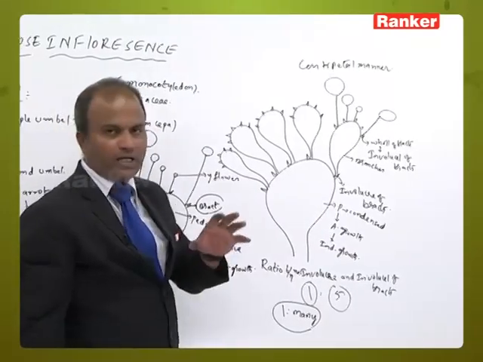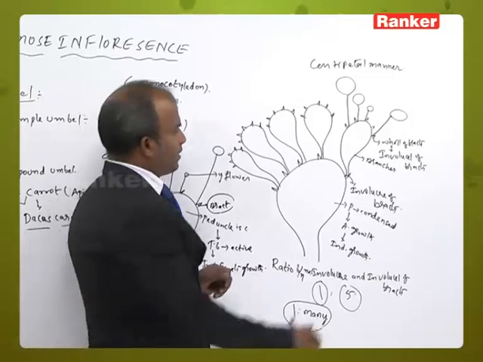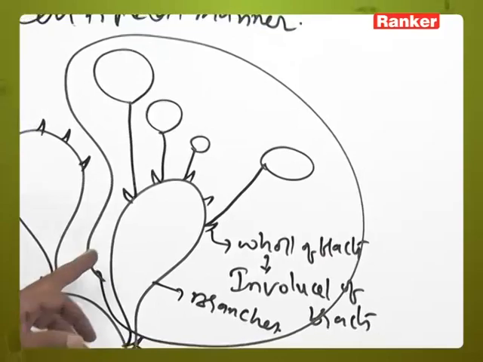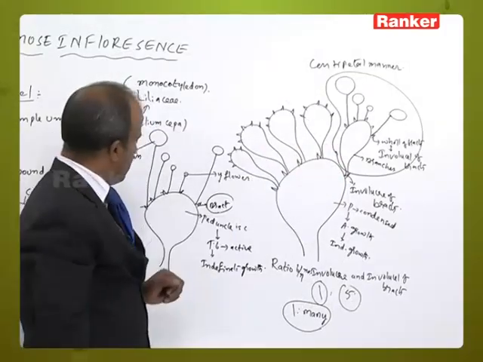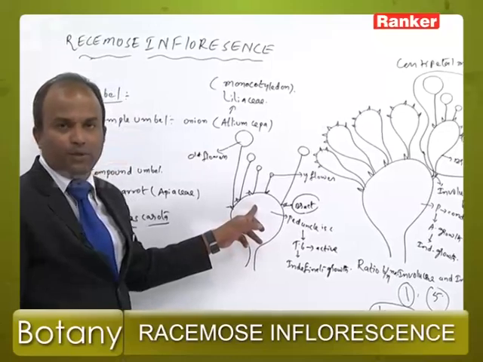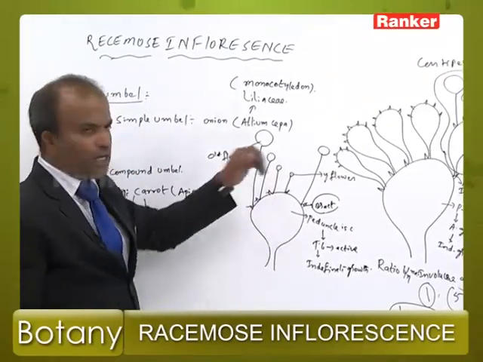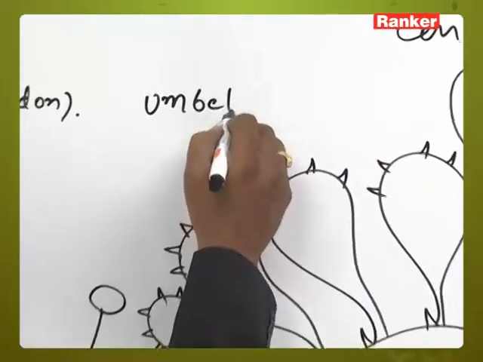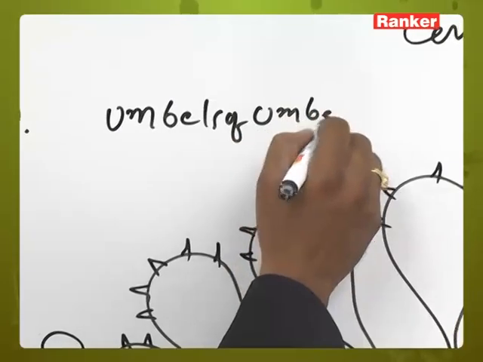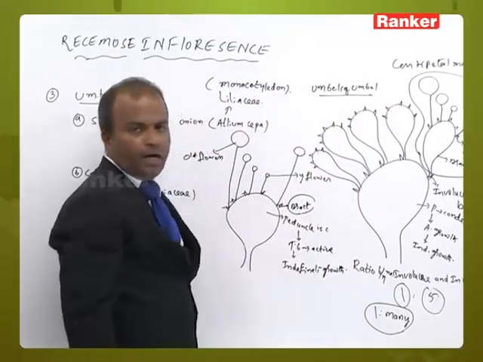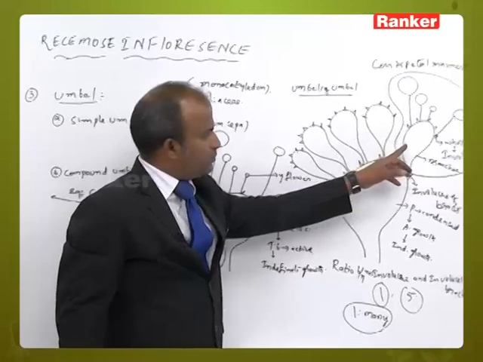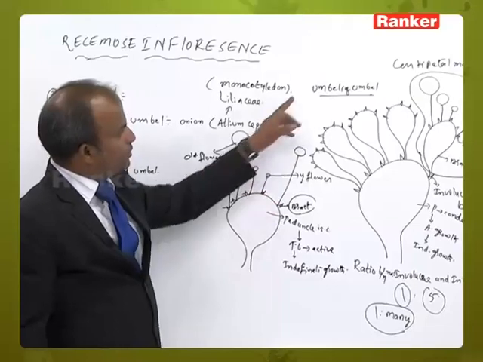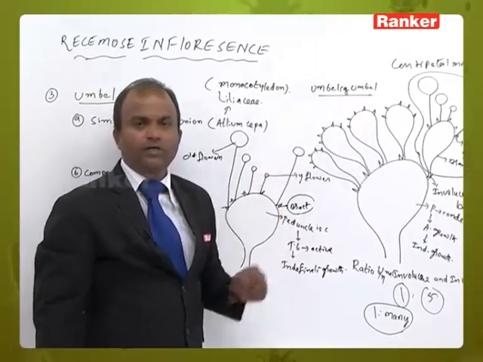It is nothing but which manner here? Centripetal manner. That means each branch of a compound umbel resembles a simple umbel, no? So can we call this compound umbel as umbels of umbel? Yes, it is called umbels of umbel. Why? Because each branch of the compound umbel resembles a simple umbel, so it is called umbels of umbel.